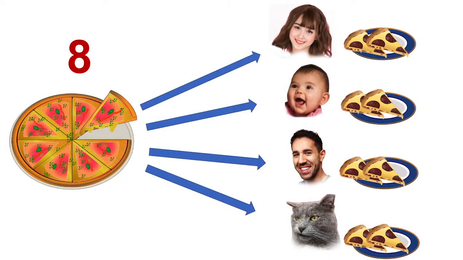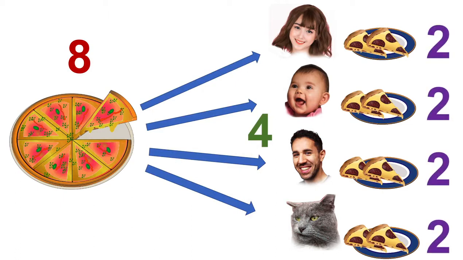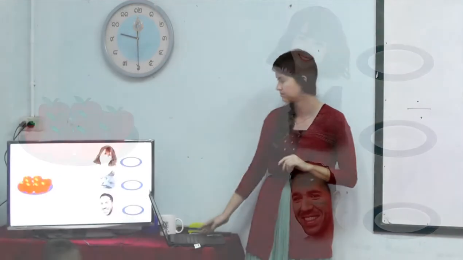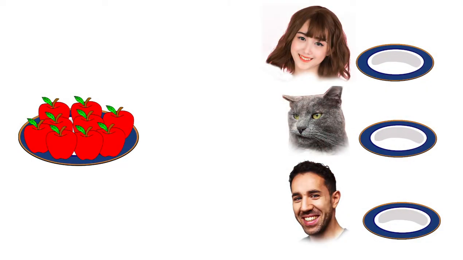Let's check that out. Let's look at our numbers. We started with 8 pieces of pizza, 4 friends. Everybody gets 2. So let's take a look. We have 8 divided by how many friends? 4. So 8 divided by 4 equals how many for everyone? 2. Everybody gets 2 pieces of pizza. 4 friends, 2 pieces of pizza. That's our answer.